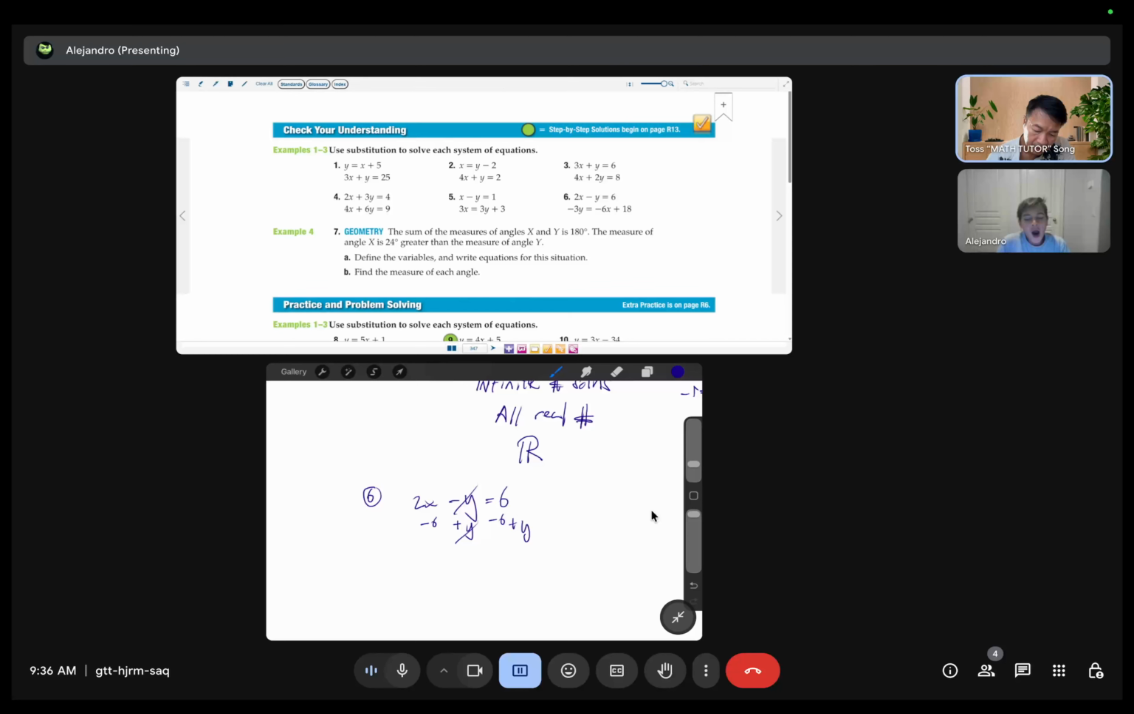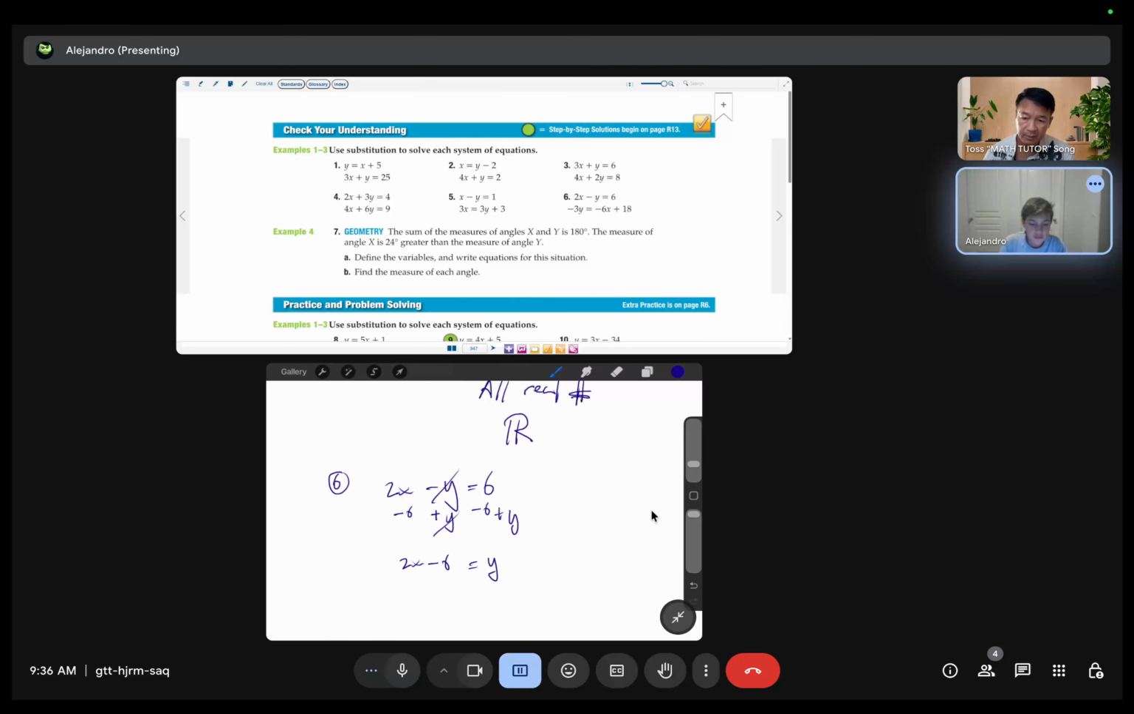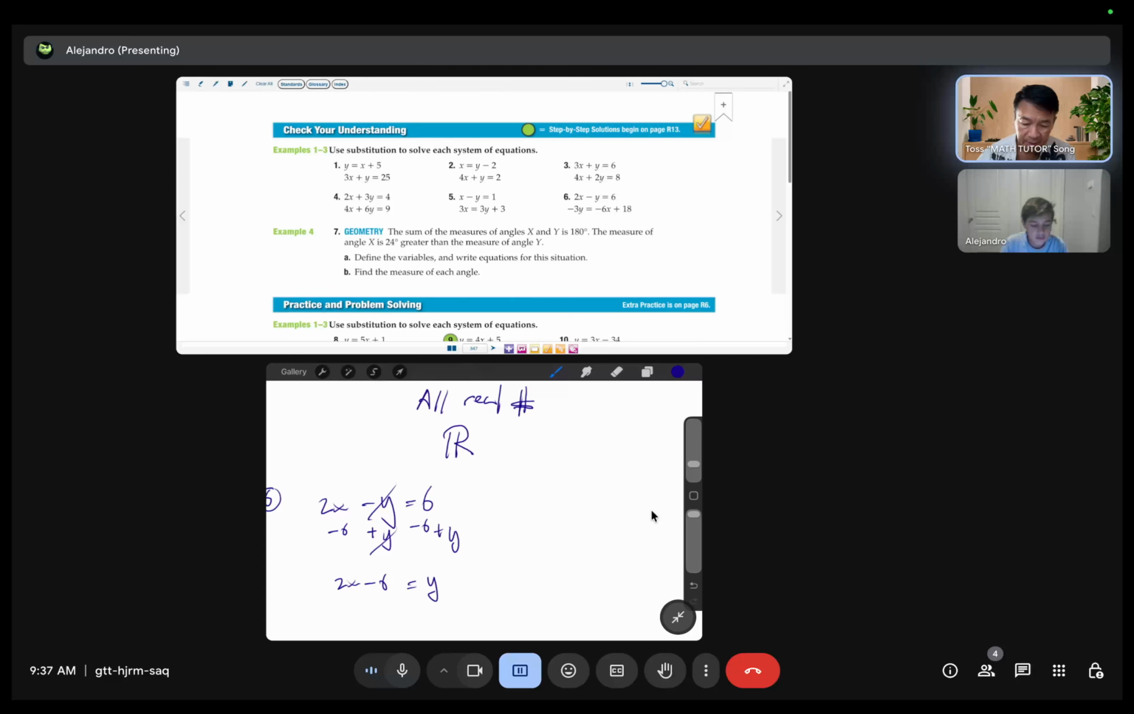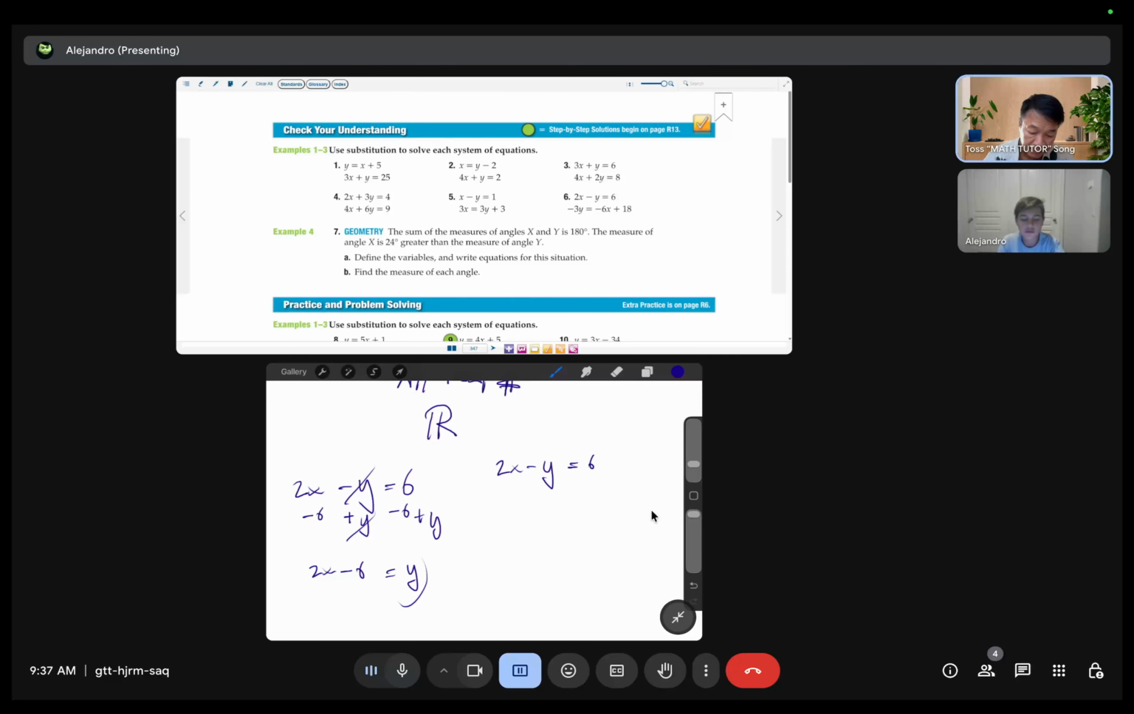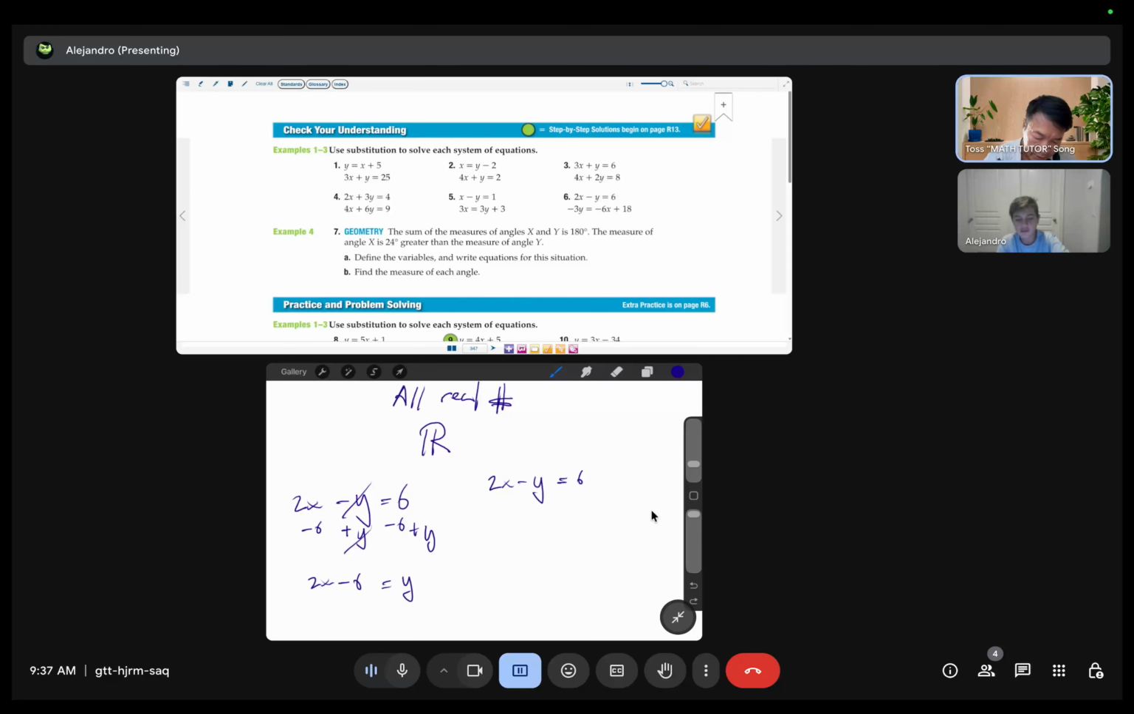Let me see if you get this. The y is left by itself on the right side, and the left side is 2x minus 6. What do you think about that? I don't think you guys would do this, because most of you would do it like this. But the reason I did it is that I don't want to see a negative in front of anything, especially the variable. But most of you would do it this way. It's okay, either way is fine.